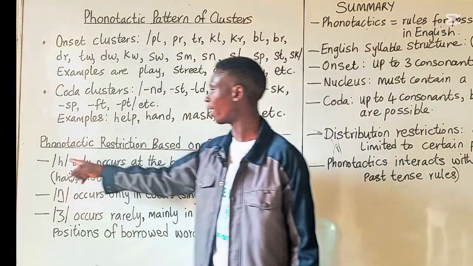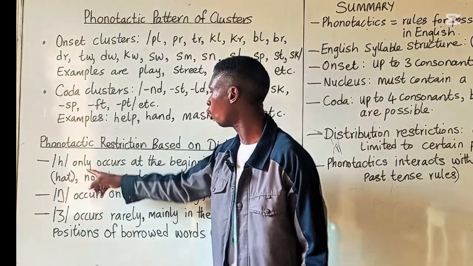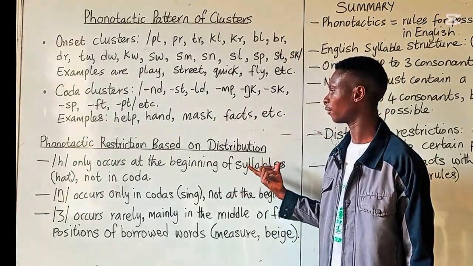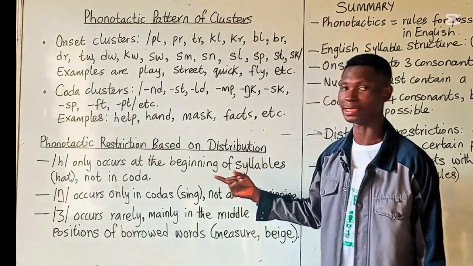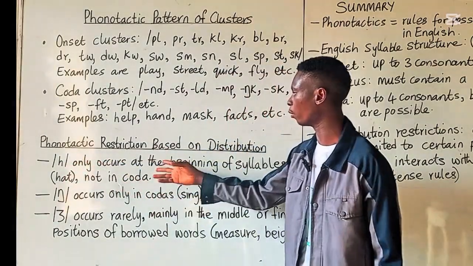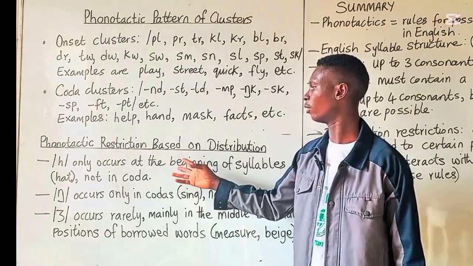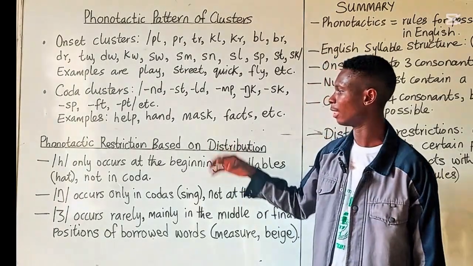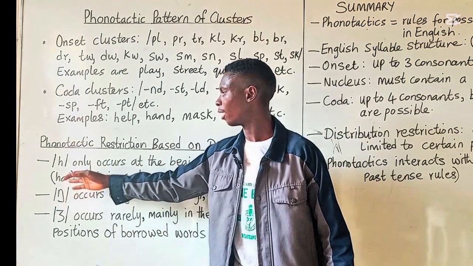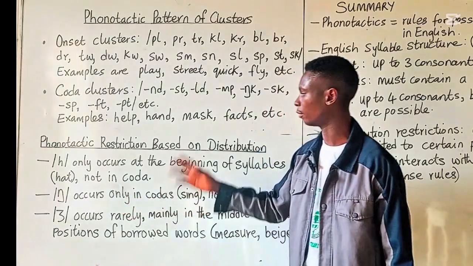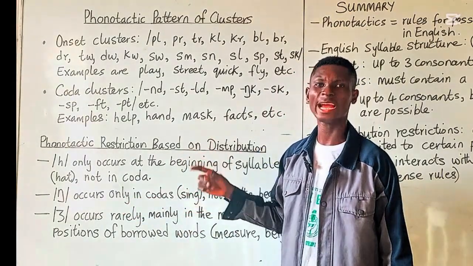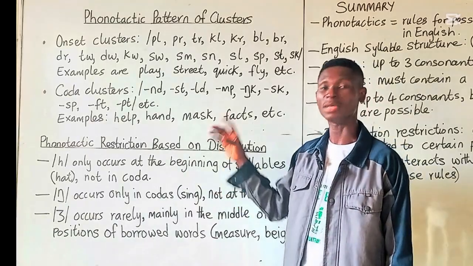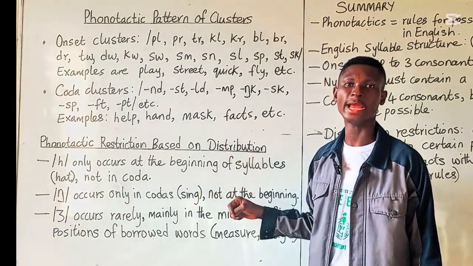The first one is that the glottal sound only occurs at the beginning of syllables. You cannot have this as a coda, as you cannot have the sound as a coda in any syllable. You can only have it as the onset, that is the initial consonant sound. Like in the word heart. Heart, we have the sound at the beginning. Same thing applicable to hand, house, and many more. You can only have the sound at the beginning of a syllable, not at the medial position or at the end of a syllable.